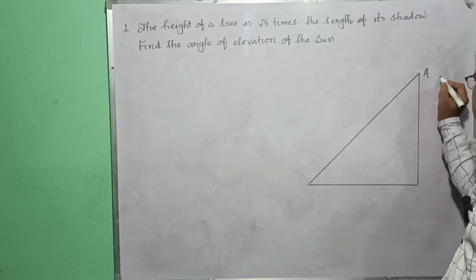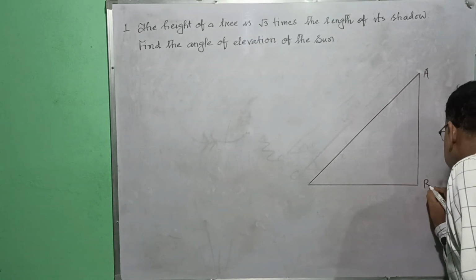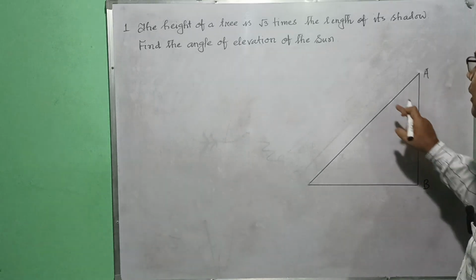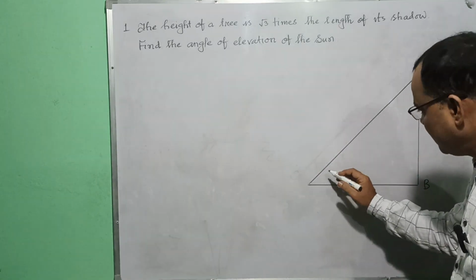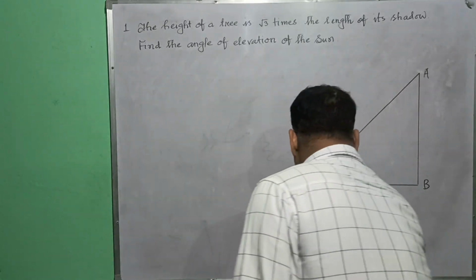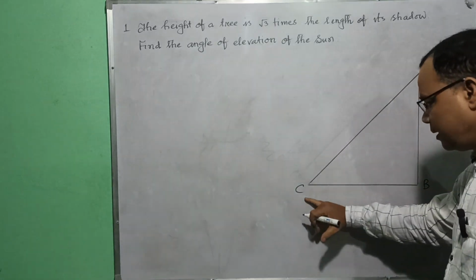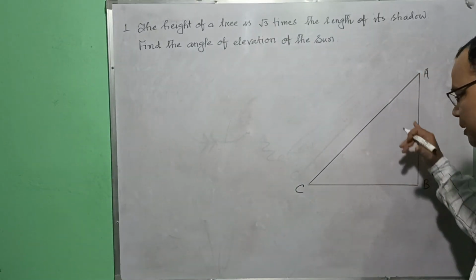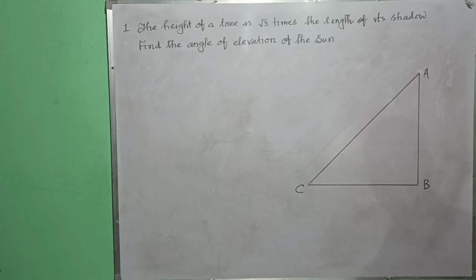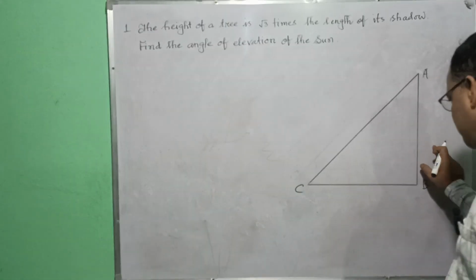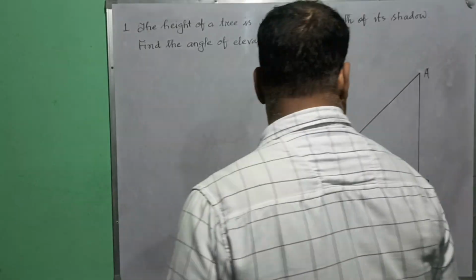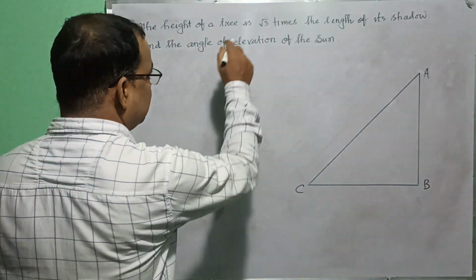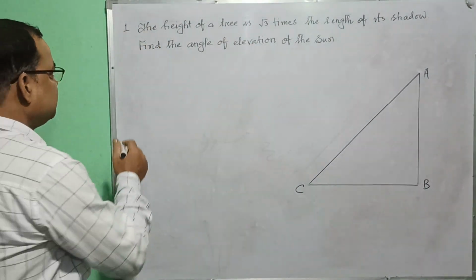So you can draw first this line AB as the height of the tree, and the level ground is there, and then you have to join it. So let this point be C. It means you have to draw a right triangle ABC. Here AB is the height of the tree, and BC is the length of the shadow. So the condition is given, so we'll use it in the question.